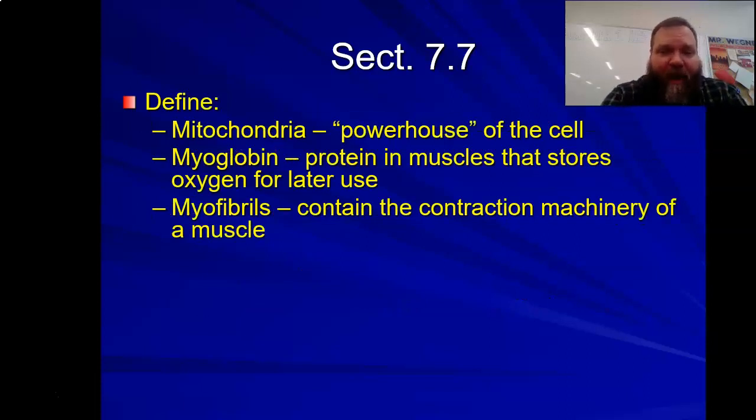Define mitochondria: powerhouse of the cell, that's where ATP is made, our energy. Myoglobin: this is a protein in the muscle that stores oxygen for later use. Myofibrils: they contain the contraction machinery of a muscle.